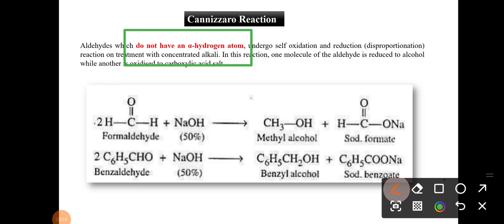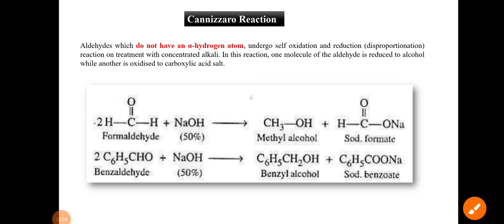Here you can see in formaldehyde a hydrogen is there, but that is not the alpha hydrogen because there is no alpha carbon in formaldehyde. Similarly in benzaldehyde, the aldehyde is directly attached to the ring carbon, but there is no hydrogen on that carbon. So benzaldehyde and formaldehyde are the two aldehydes which do not contain the alpha hydrogen atom. That's why these undergo the Cannizzaro reaction, okay.